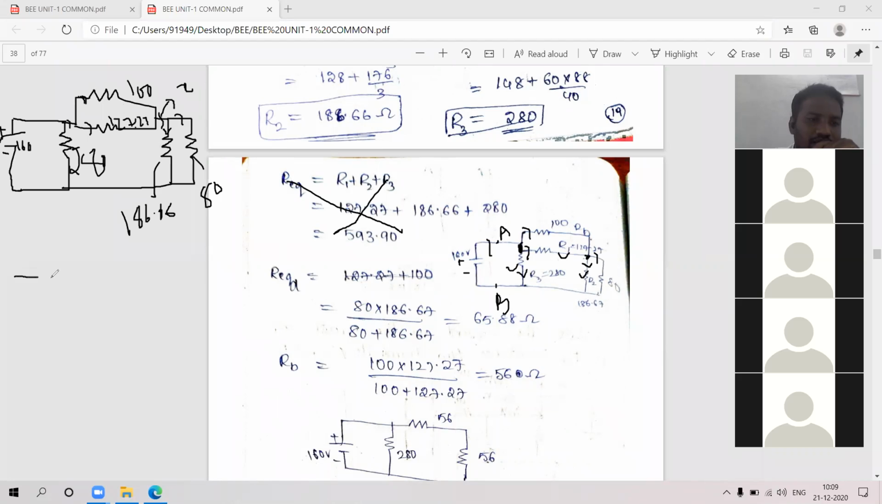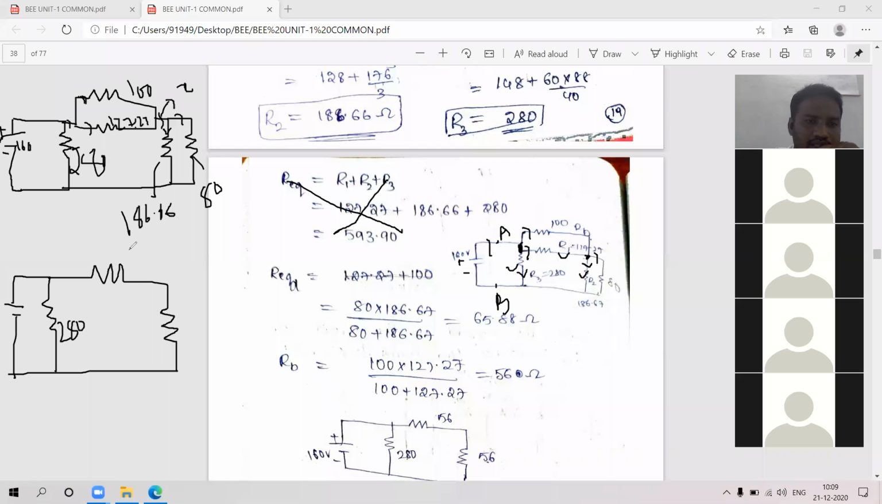So I can minimize the circuit now. I can minimize the circuit into one resistor. This 100 ohms and 127 ohms I am simply replacing by one resistor, and this 186.66 and 80 will be replaced by one more resistor. So like this, the new circuit will be there. Is it clear now? This is 280 as it is.